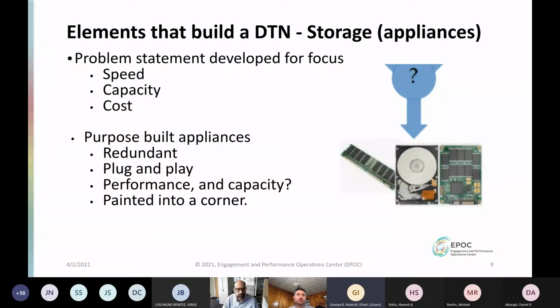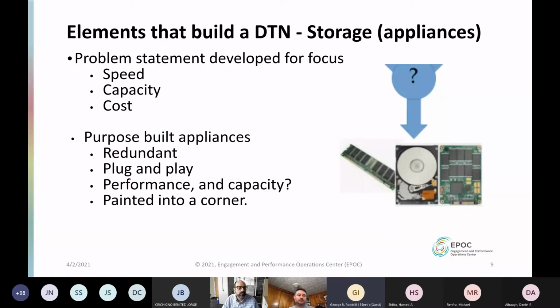And when I think of appliances, I think of consumer grade network attached storage devices, Synologies, Drobos, and so forth. They're redundant, they're plug and play, their performance and capacity are questionable, and you can paint yourself into a corner real quick. I'm not saying that they're bad, I'm not saying that they're good. If it's getting the science done, go. By all means, use it.